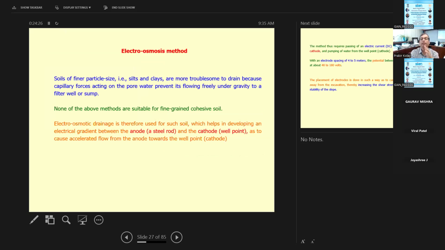For clay type of soil, you can use the electroosmotic method. Again, in the last class we also mentioned that. We have 2 electrodes and pass the current, with a voltage difference, and then the water will break up into H plus and H minus. One will go to the anode, one will go to the cathode. And then mostly the cathode will be just well points, and you can pump the water out from the well points.